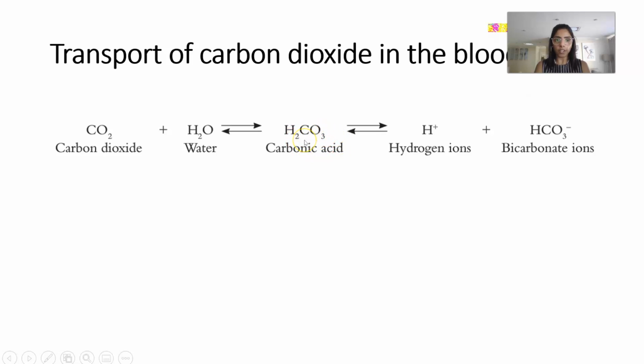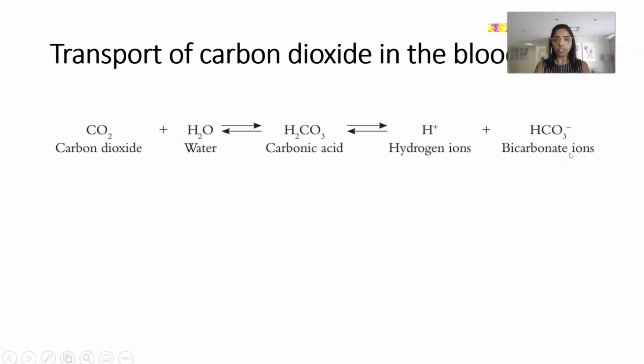Now, we don't want our blood to become acidic. That can be dangerous. It can lead to a condition called blood acidosis, and we know that enzymes in our body cells do not function outwith their pH range, and it can denature them. Carbonic acid is also not very stable, and it will then break down to form hydrogen ions and bicarbonate ions.